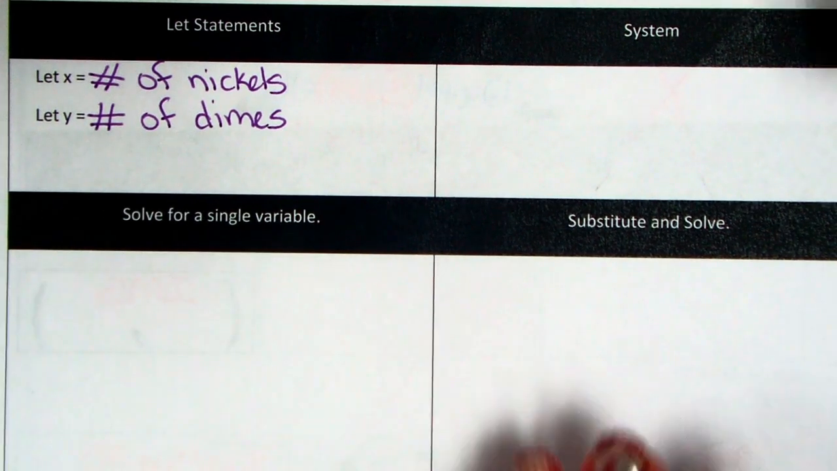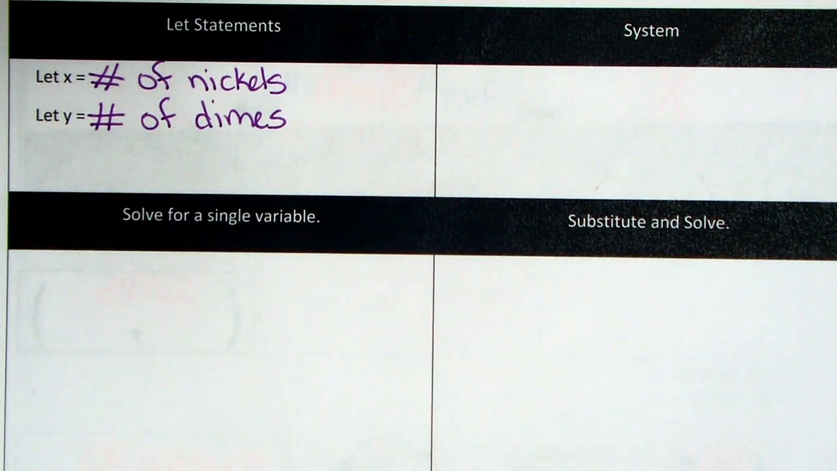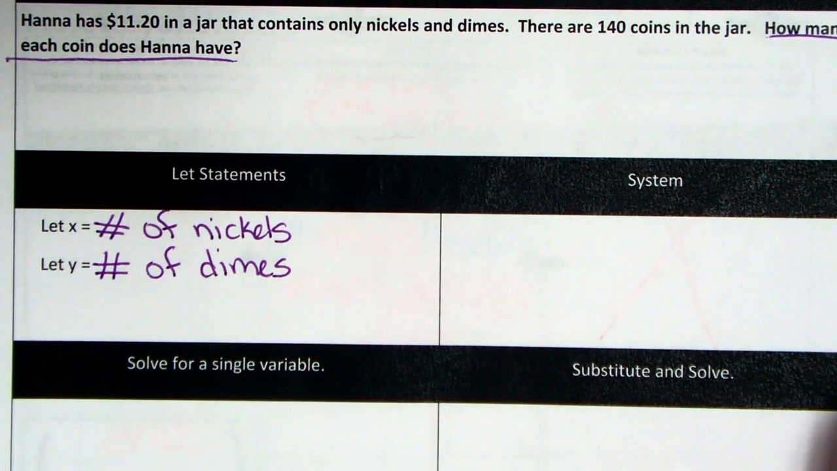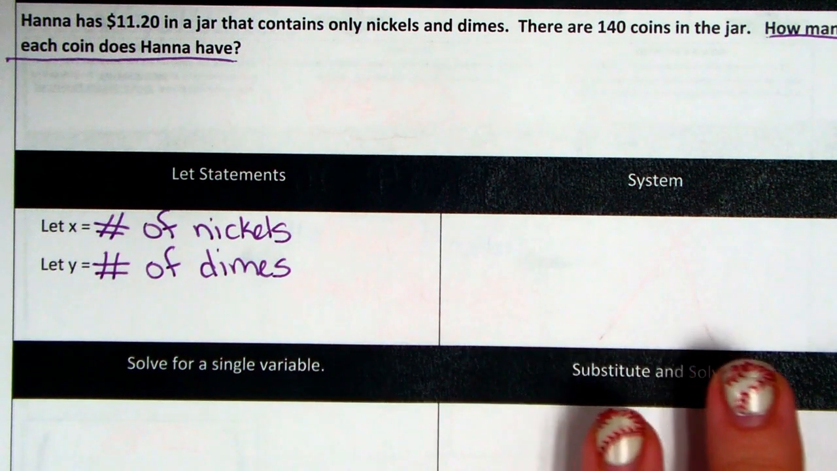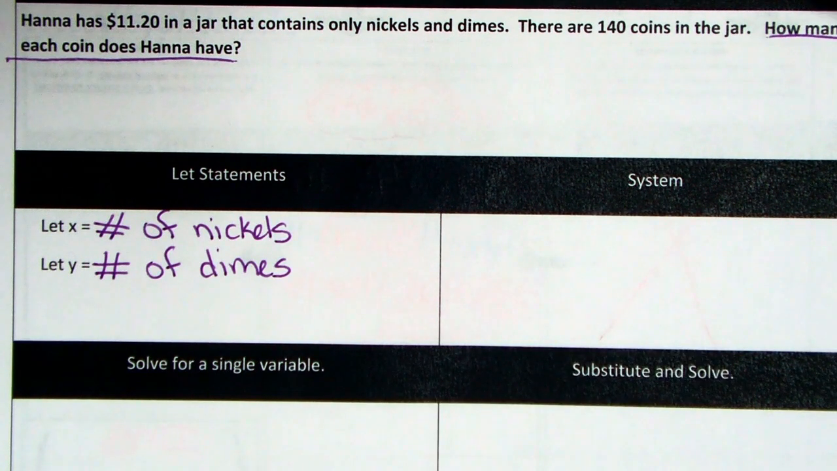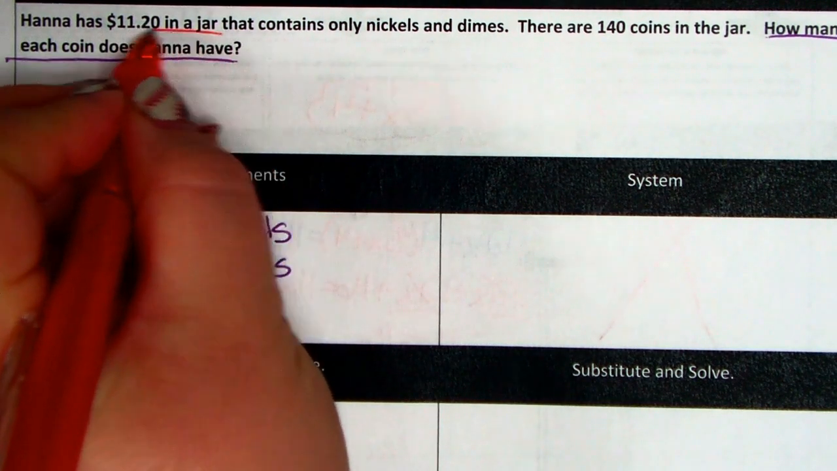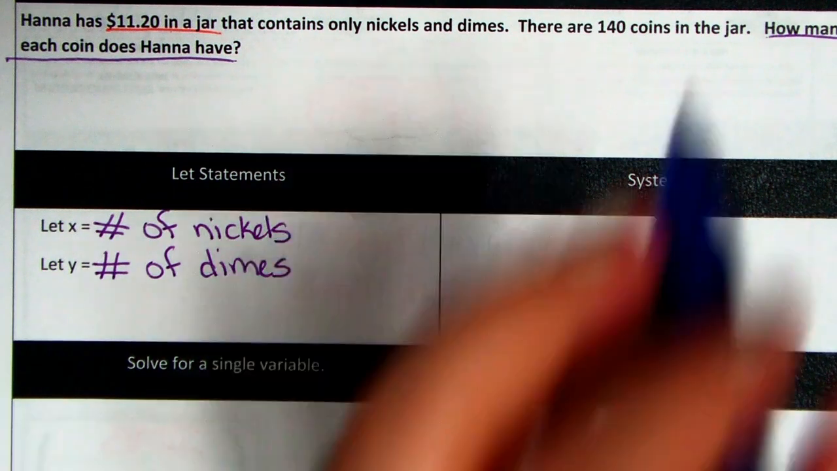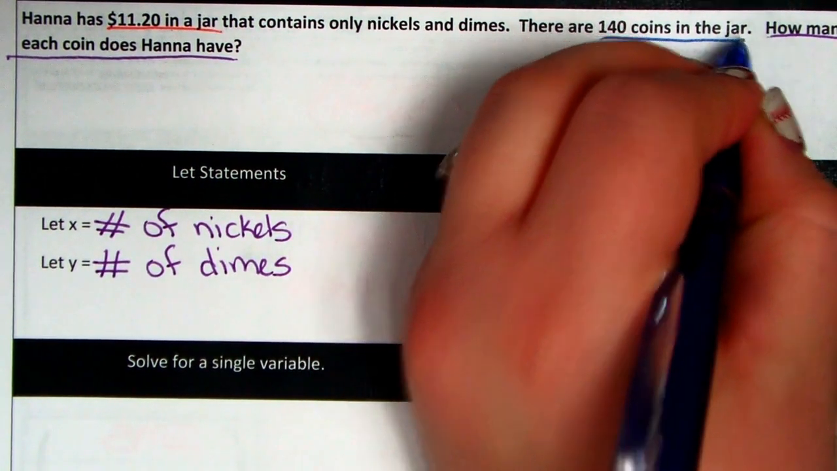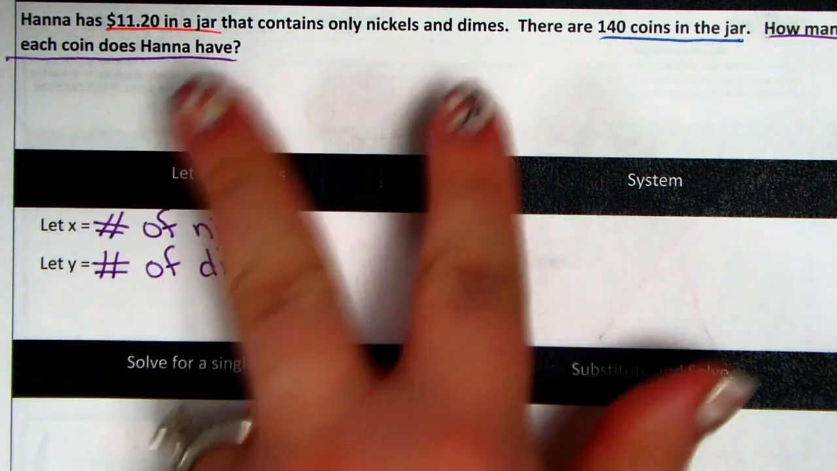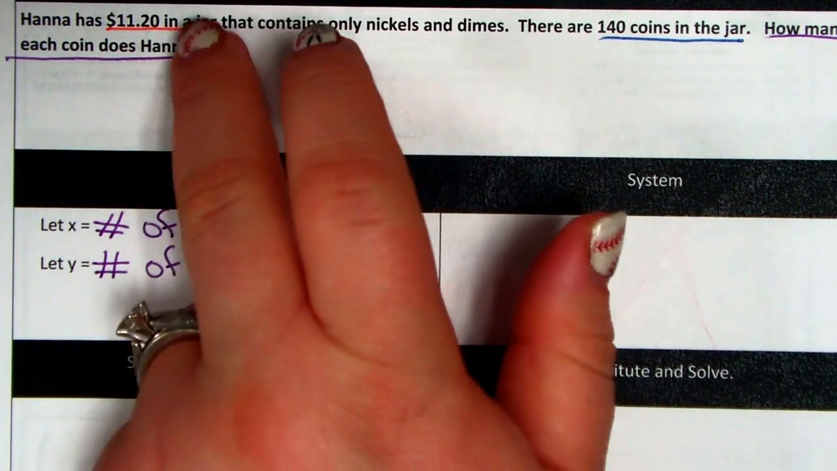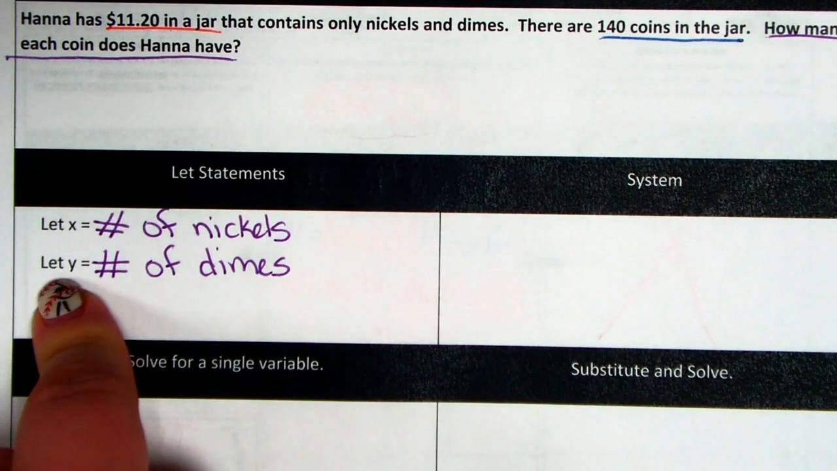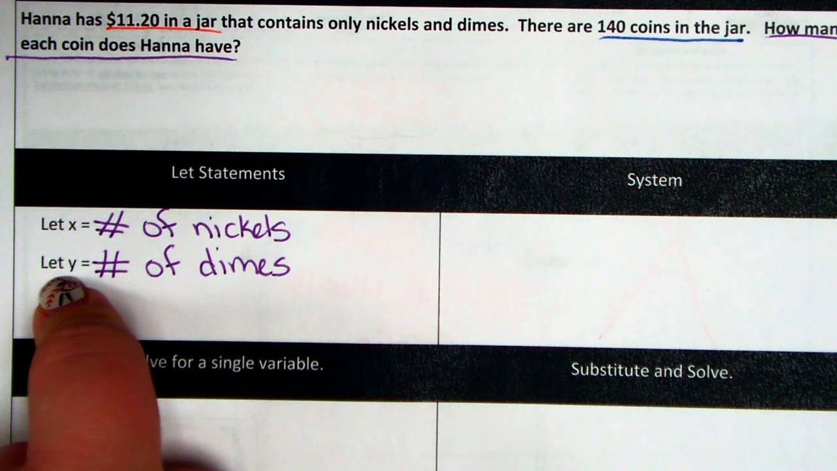So now we need to write our system. And if you look back at the original problem, there's a clear set of two pieces of information that they've given us. One piece of information is about the amount of money in the jar. And the other piece of information is about the number of coins total in the jar. Those two pieces of information are going to make up the two equations in our system. Whenever you have two variables that you're looking for, you need at least two equations to find them.